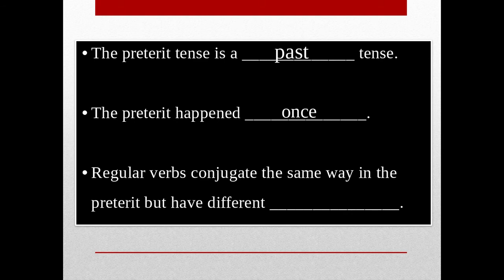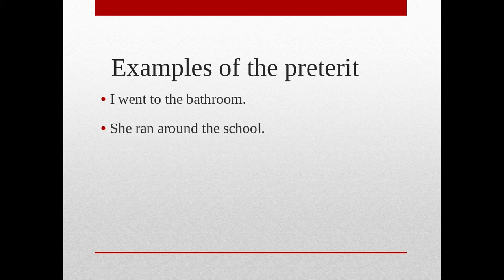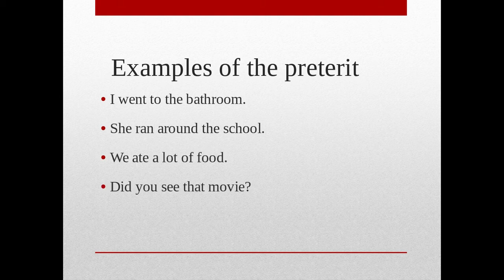Regular verbs conjugate the same way in the preterite, but have different endings. As we have learned how to conjugate verbs in the present tense in Spanish, verbs in the preterite are conjugated the same way, chopping off the ending and adding a new ending, but you just have to learn a new set of endings. Examples of the preterite in English: I went to the bathroom, as opposed to the present tense, which would be I go to the bathroom. She ran around the school instead of she runs around the school. We ate a lot of food. Did you see that movie? And they studied for the science test.